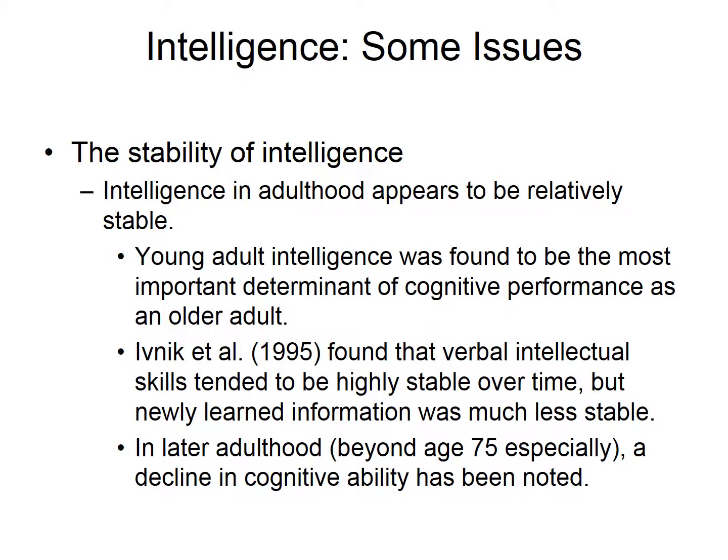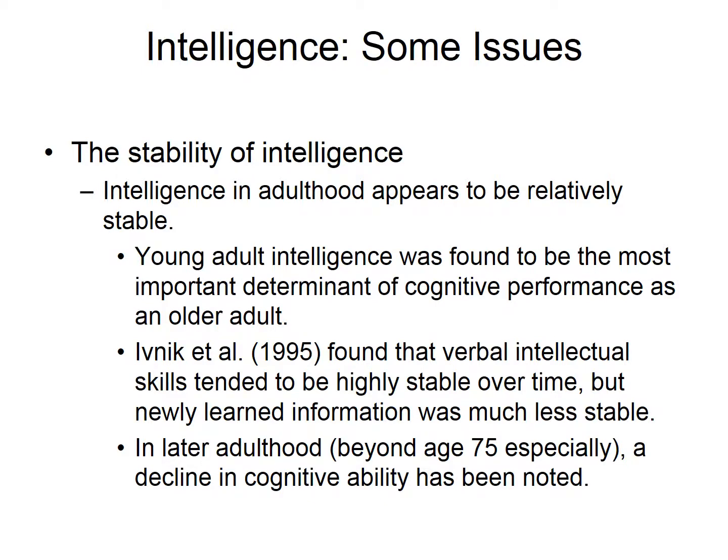Generally speaking, verbal intelligence skills tend to be highly stable over time, but newly learned information is much less stable. So it seems like our language abilities, our verbal intellect, tends to build slowly over time, and it's fairly stable. But when we're talking about actual knowledge, there's a lot less stability.